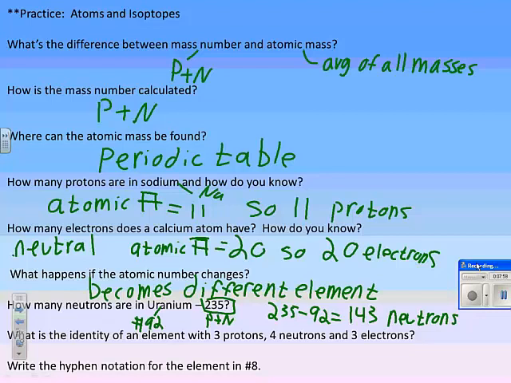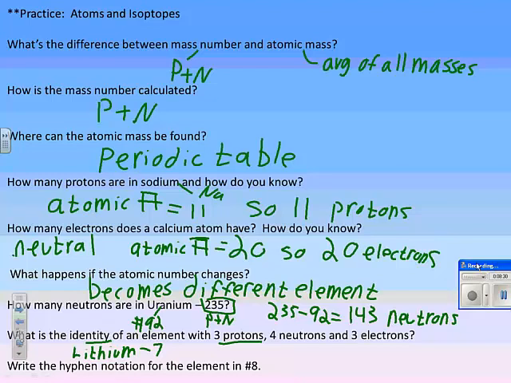All right, what is the identity of an element with 3 protons, 4 neutrons, and 3 electrons? It gives you a lot more information than you need. If we're just looking for the identity, we just look at the protons. There's 3, and the atomic number of 3 is lithium. Now you could go on and get the mass number: 3 protons plus 4 neutrons equals 7. You can make this even more specific and say lithium-7 if you wanted to.